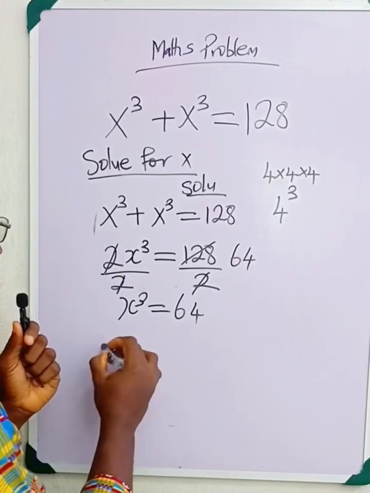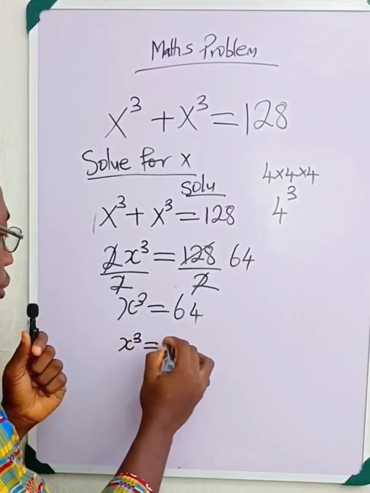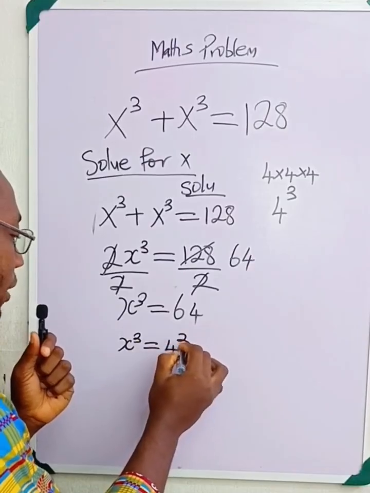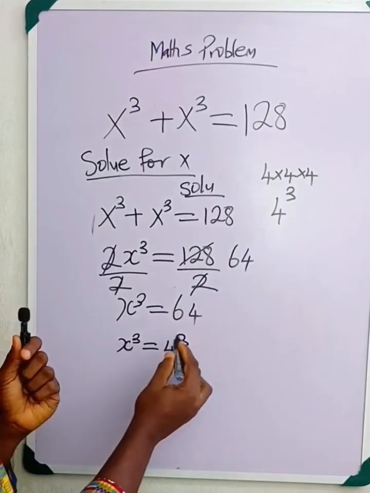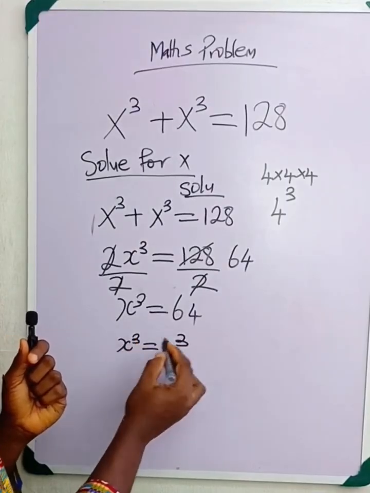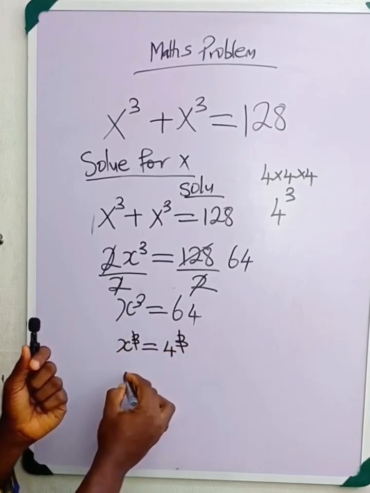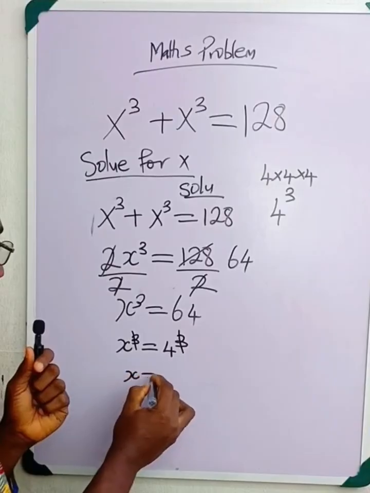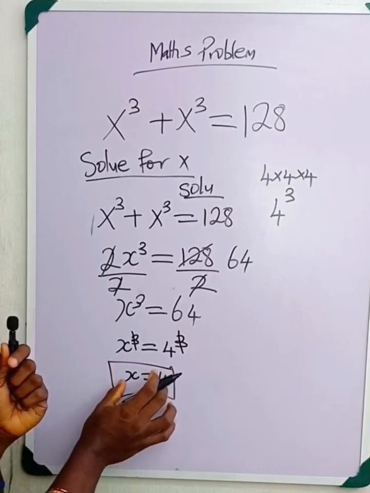All right, so we will now have x raised to power 3 equals 4 raised to power 3. Now, at this juncture, the powers are the same. Are you following? So, since the powers are the same, the power of x can cancel the power of 4. X equals 4. Therefore, the value of x is 4.